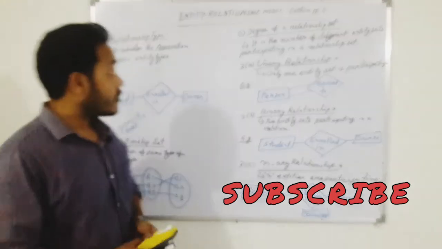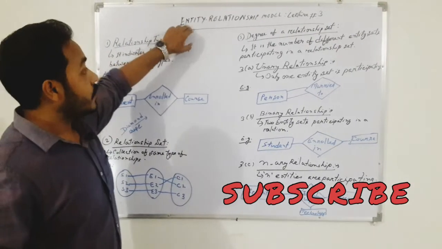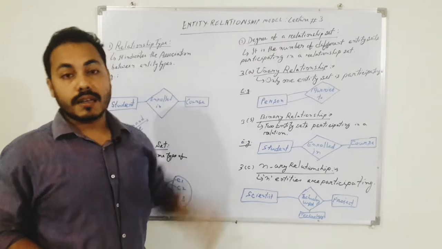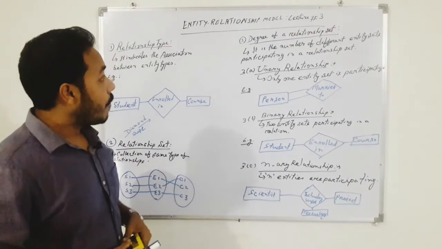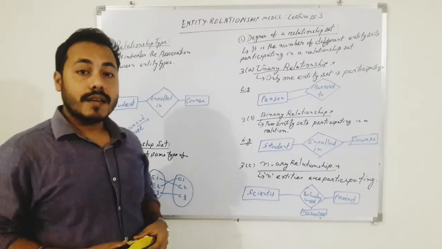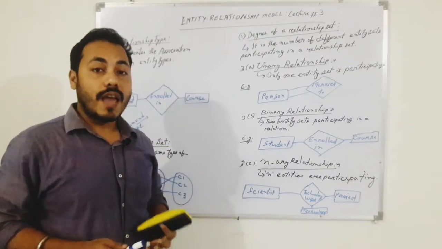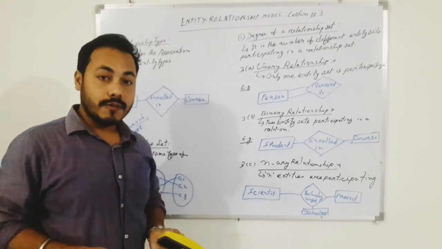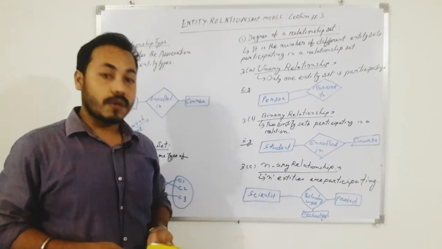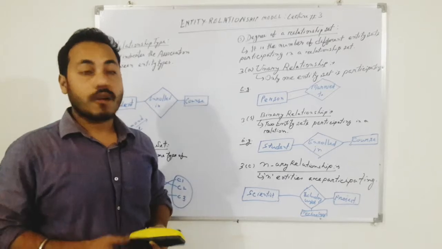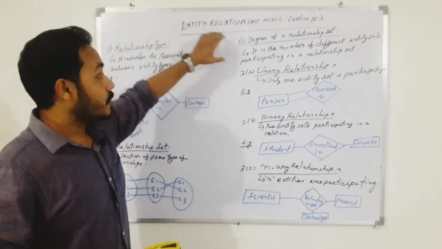Guys, this is lecture number 3 of the entity relationship model. In lecture number 2, we discussed different entity types, entity sets, multi-valued attributes, derived attributes, and composite attributes. Those are very important. So two lectures are already covered on the entity relationship model.